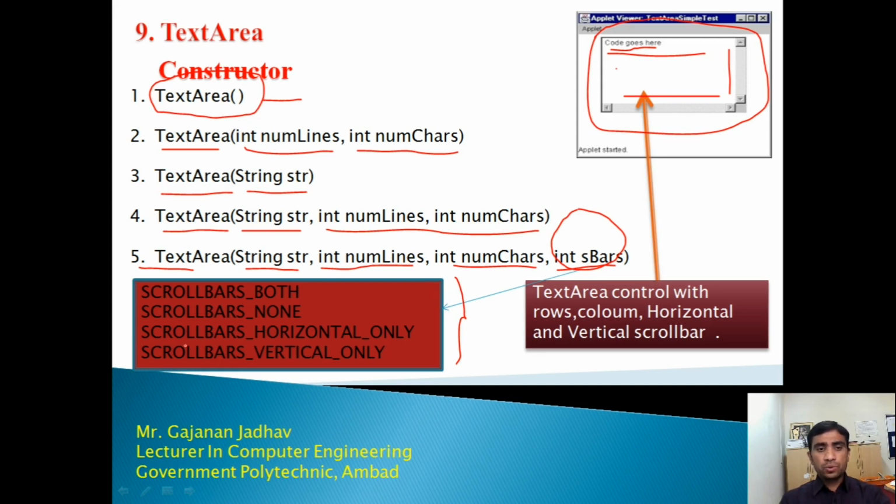TextArea.SCROLLBARS_HORIZONTAL_ONLY. If you specify this parameter to this constructor, then it will create only horizontal scroll bar, and if you want only vertical scroll bar, then you have to specify this static variable of the text area.